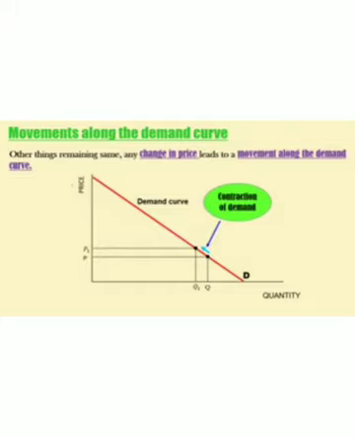Now, if the price falls to P2, it will cause a downward movement along the demand curve, and the consumer's demand for the commodity will rise to Q2. This is known as expansion of demand.